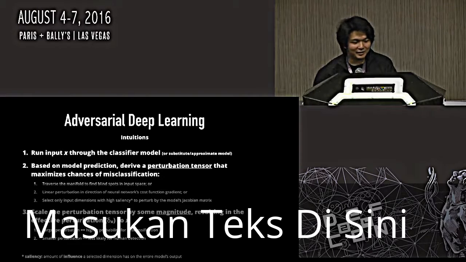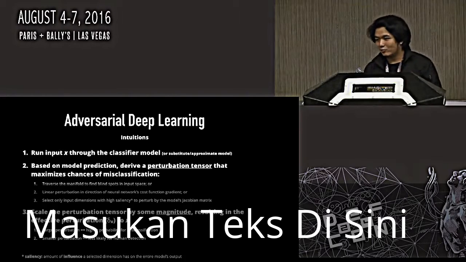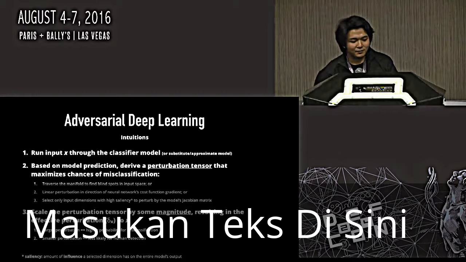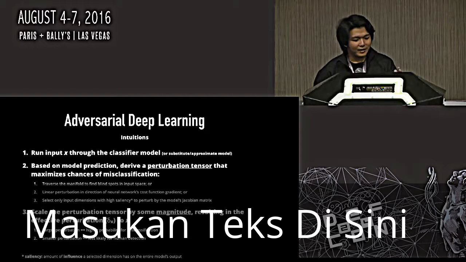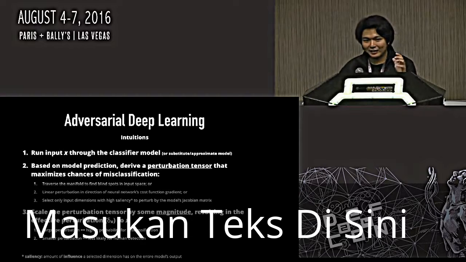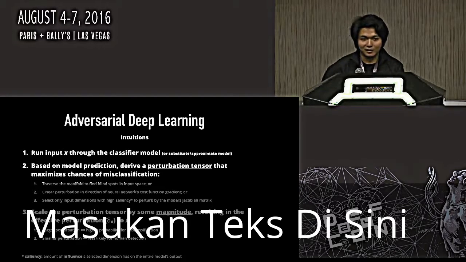So how do you generate images like that? How did I generate images like that? The intuitions are just 3 steps. The first thing is you have to run the input through a classifier model, then based on model prediction, derive a tensor, a vector, a matrix that maximizes the chances of misclassification. You can do this in 3 methods that we'll touch on a bit later. And then you scale the perturbation tensor by some magnitude, resulting in a perturbation, which is the noisy image that you add to your original image, and then you use it as an adversarial image. So that will result in an image that tricks classifiers but not humans.